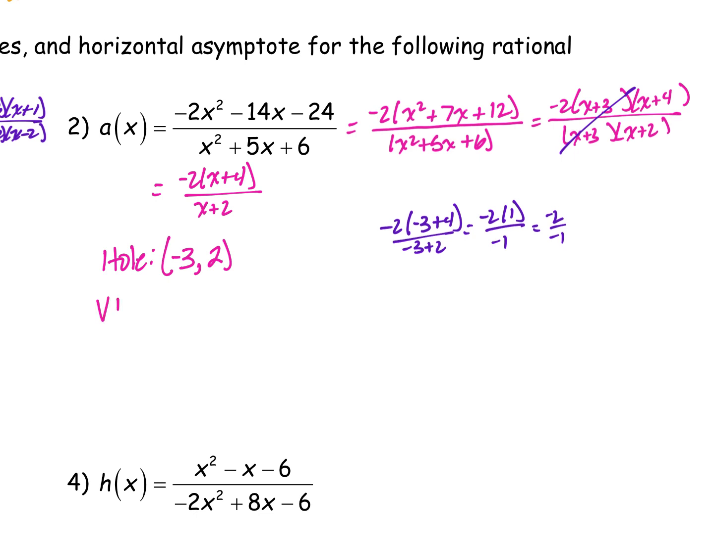And then I have a vertical asymptote wherever it's going to make my denominator 0. So that should be x equals negative 2.